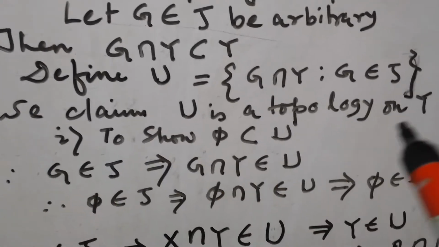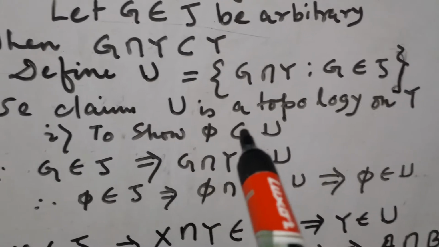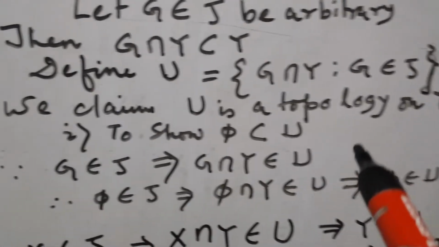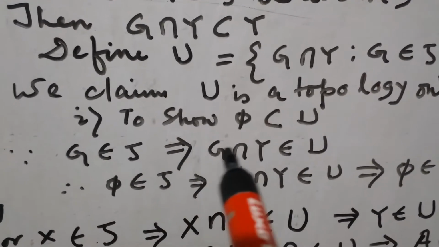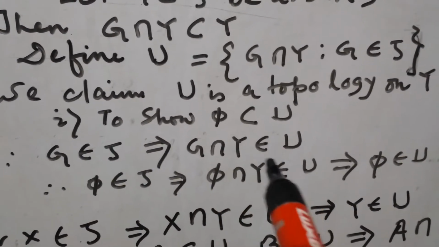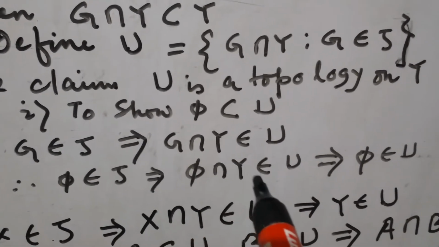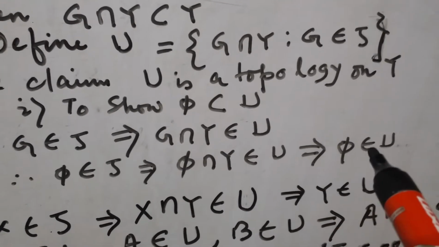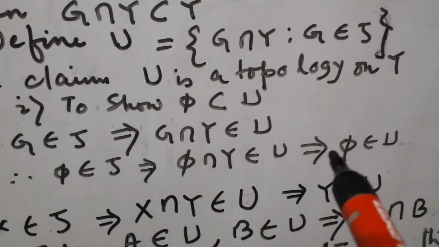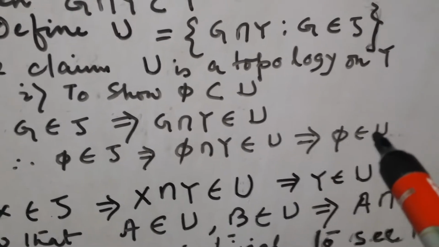Now we have to prove that this is a topology. First, to show phi belongs to U. If G belongs to tau, then G meet Y belongs to U. If phi belongs to tau, then phi meet Y means phi belongs to U. So it's a condition in topology.